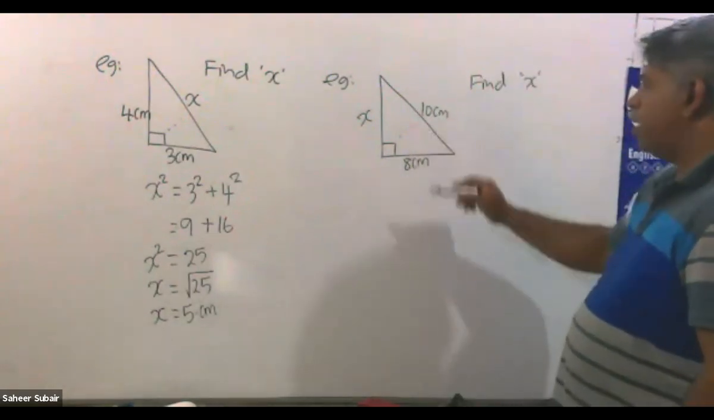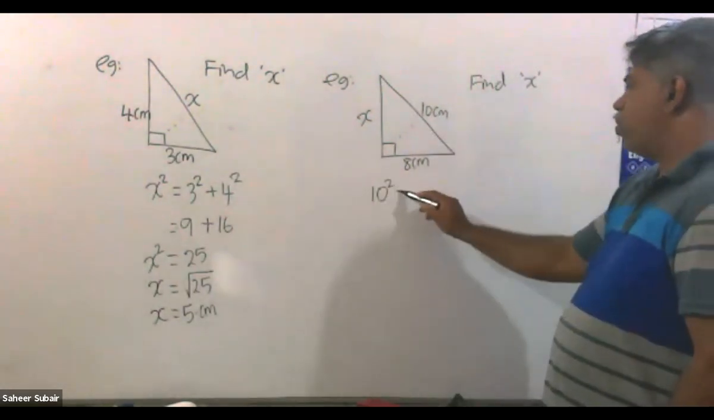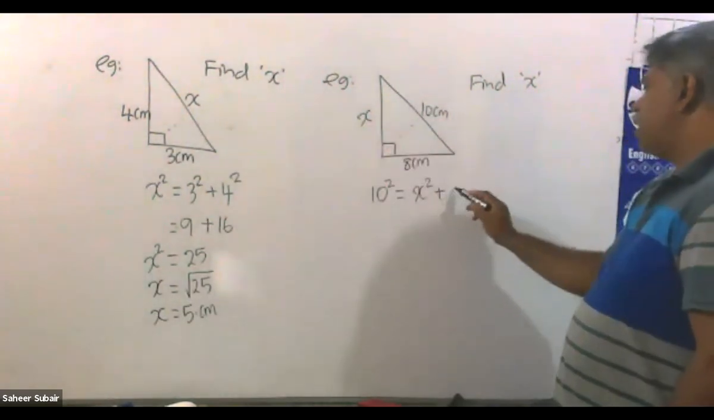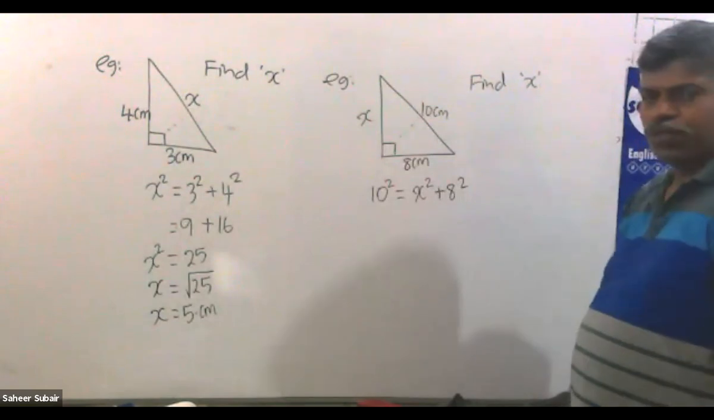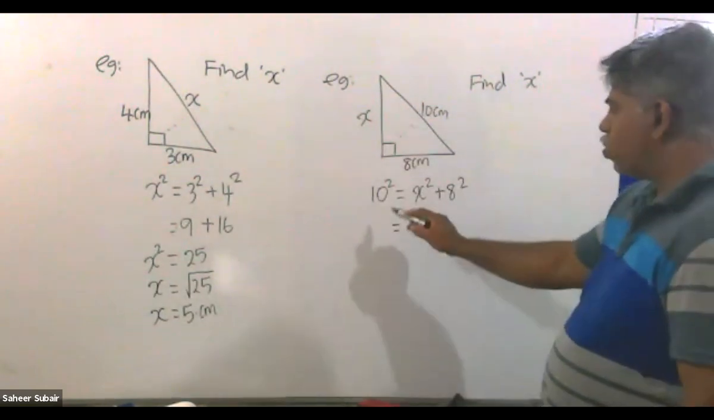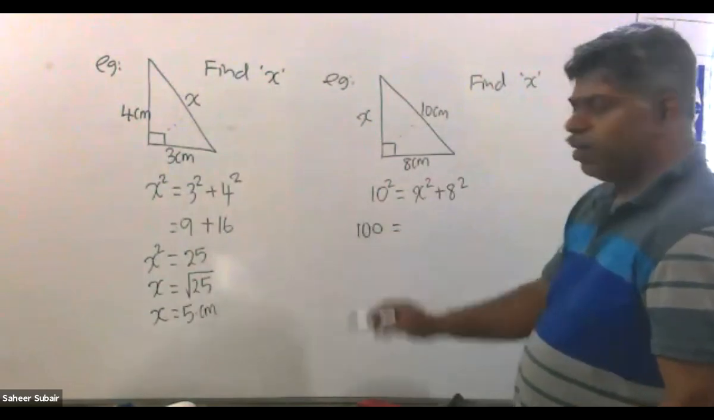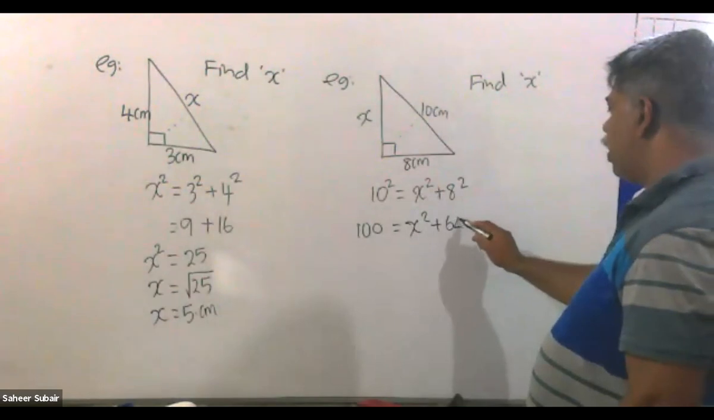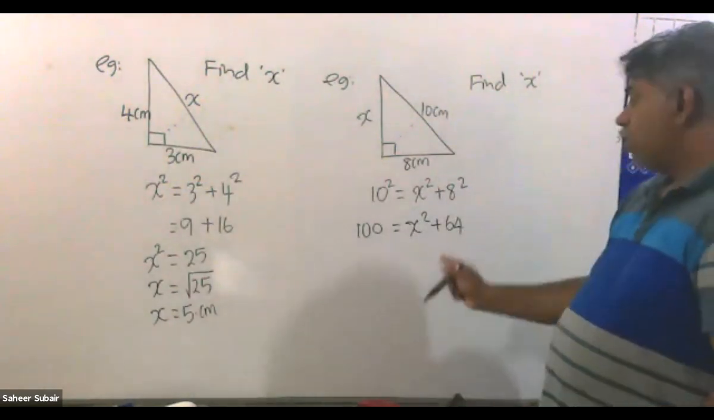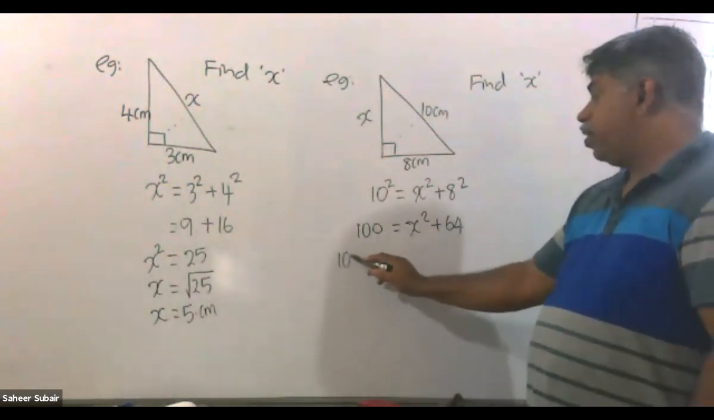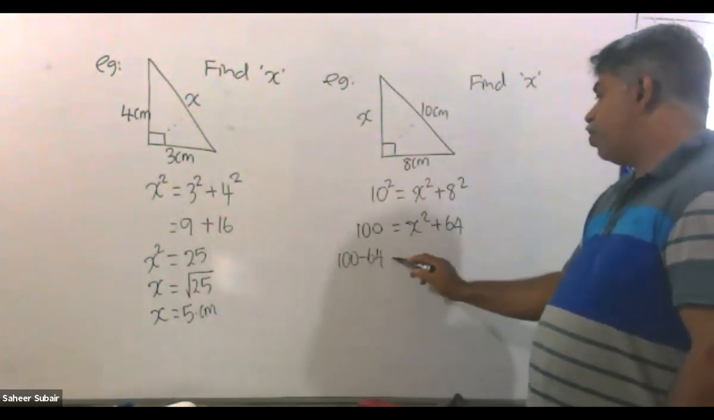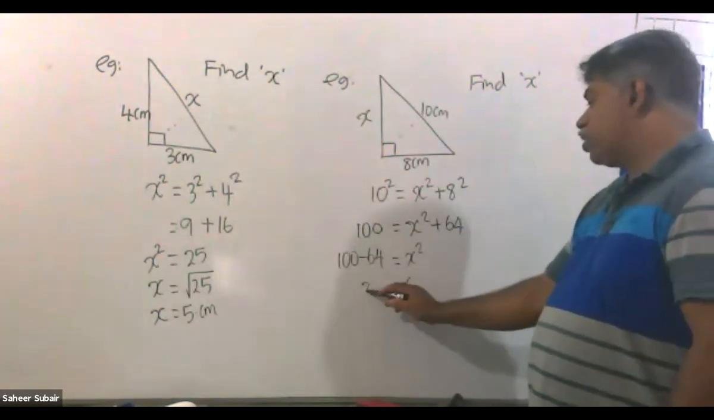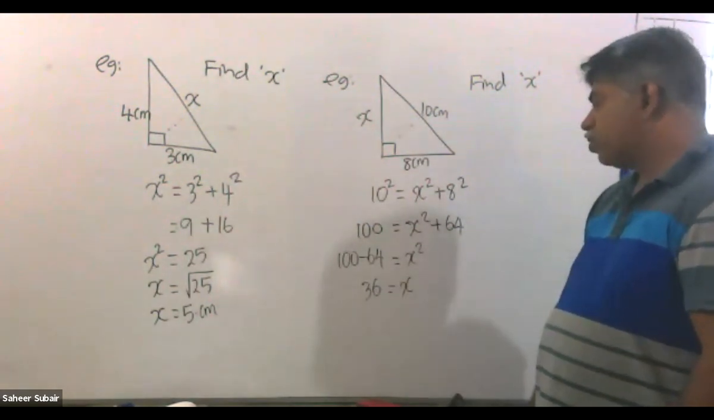Now here the hypotenuse is 10. Then 10 squared is equal to the sum of the other two squared. Here x, the other one is 8. So x squared plus 8 squared. What is 10 squared? 10 into 10, 100. Then 8 squared is 8 into 8, 64. When you take the 64 to the other side, 100 minus 64 equals x squared. Then x squared equals 100 minus 64, which is 36.